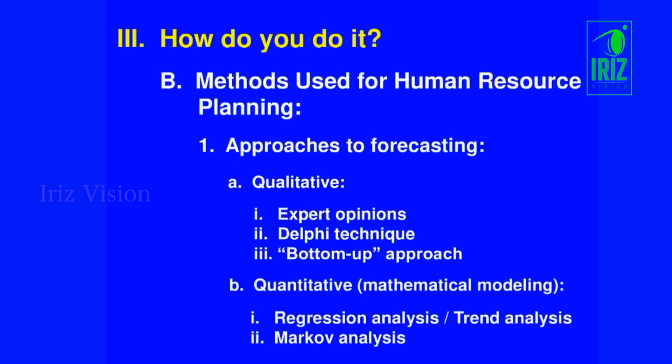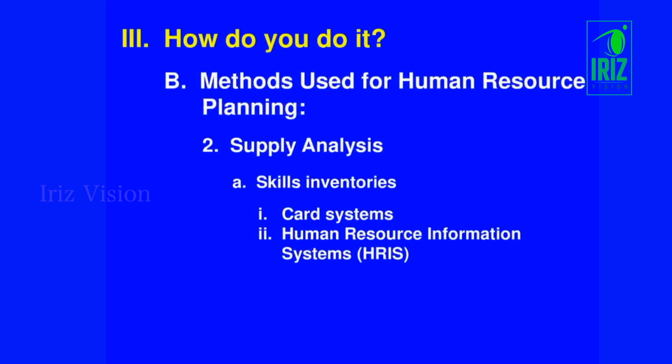Methods used for human resource planning. This one is actually talking about supply analysis: skill inventories, card system, then human resource information system. These are all the things we will be talking about in the coming chapters. Actually, human resource information system.